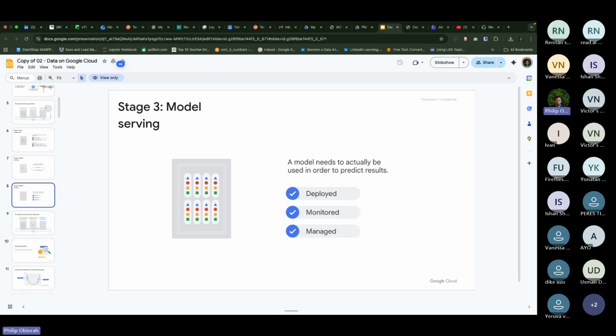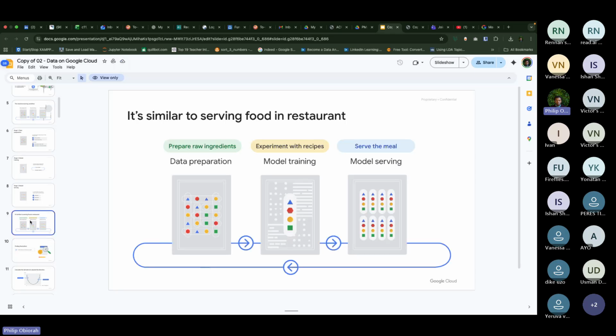So for instance, you have your data preparation, look at this analogy here. Preparing the raw ingredients, experimenting with the recipes, model training, and then serving the model, serving the meal. Customers experience the serving, especially when you're serving the meal, but all these things are done behind the scenes. Data quality depends on everything before it, but this is what end users are going to experience: the served model.